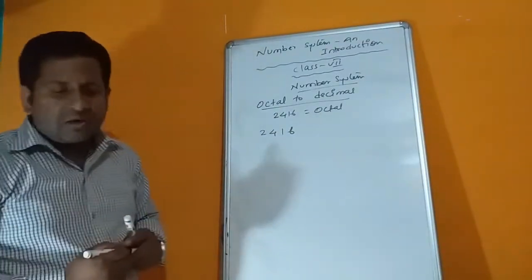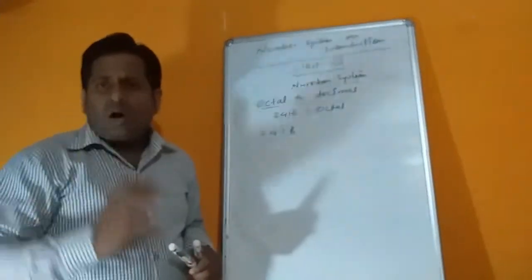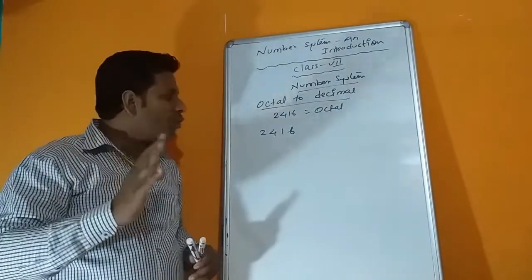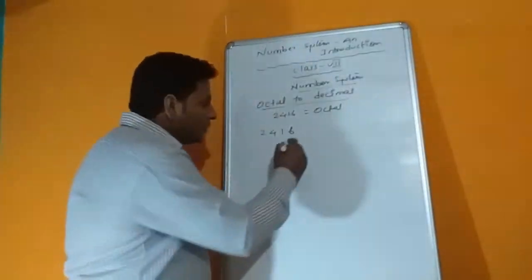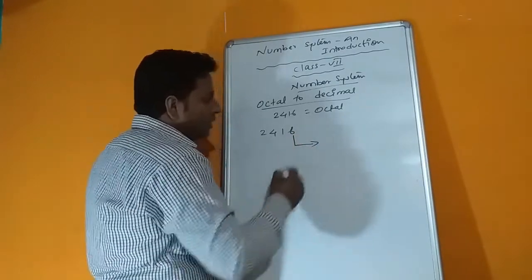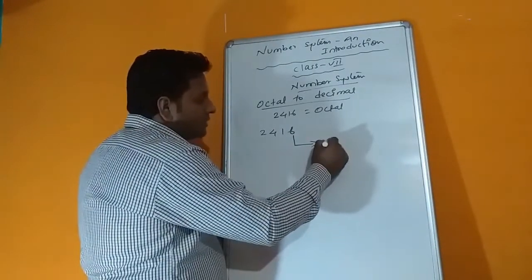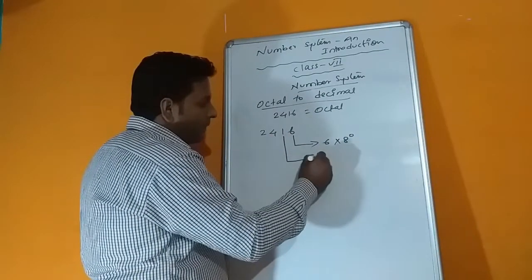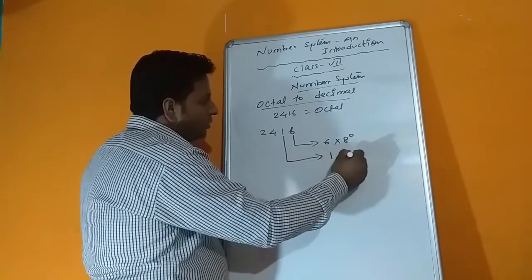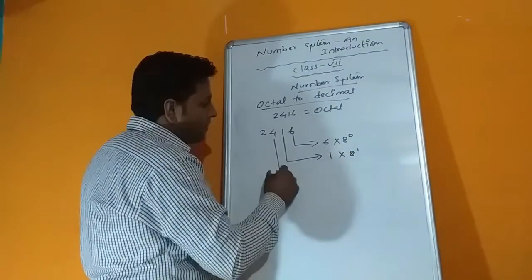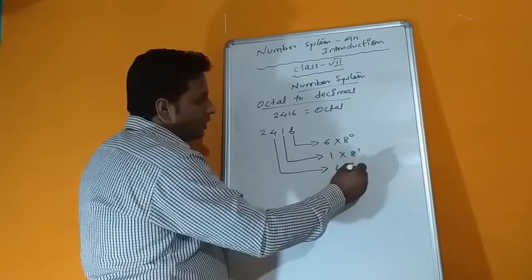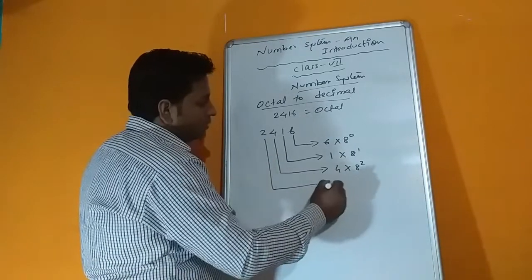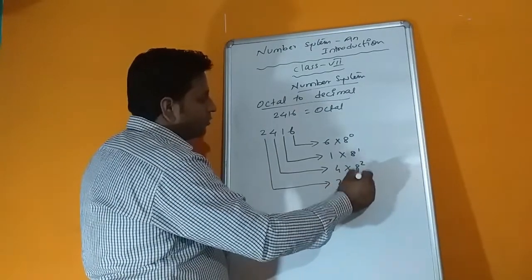see, some logic is there. Octal means how many numbers? 0 to 7, that is 8. So we have to calculate with 8. Okay, so we'll take this one first. So 6 into 8 to the power 0, 1 into 8 to the power 1, 4 into 8 to the power 2, 2 into 8 to the power 3.